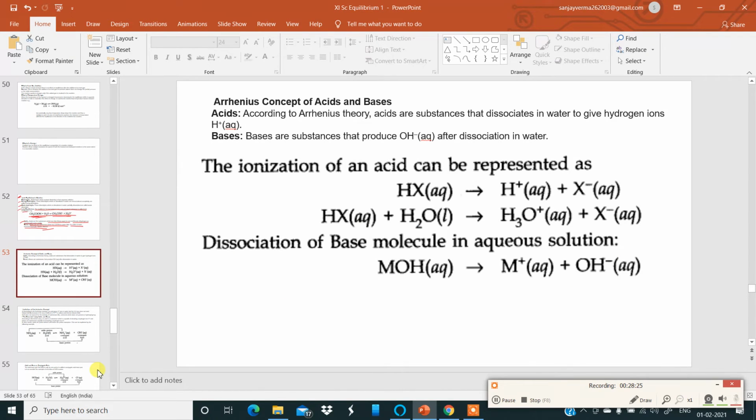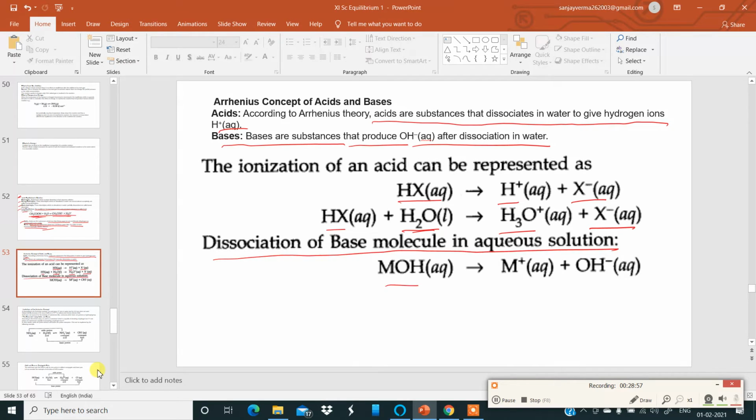Then the Arrhenius concept, a very important concept in this chapter with respect to acids and bases. According to the Arrhenius theory, acids are substances that dissolve in water to give hydrogen ions, but bases are substances that produce hydroxyl ions after dissolution in water. So here if you take an acid HX, it produces H plus and X minus, which reacts with water to form hydronium ions. Dissolution of a base molecule in aqueous solution produces hydroxyl ions. So that is according to the Arrhenius concept.